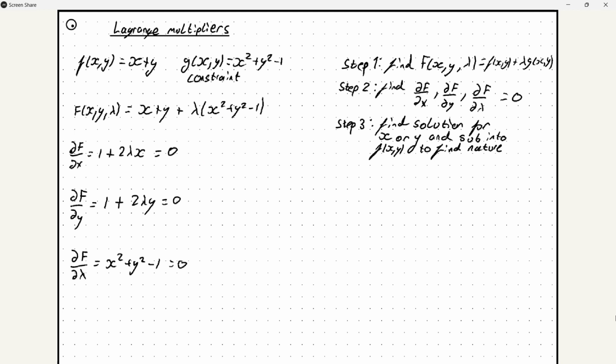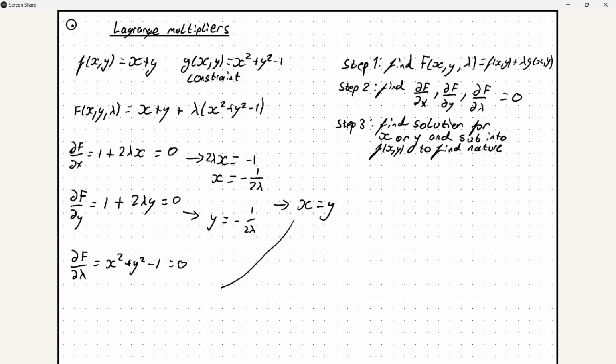Now we can actually rearrange both of these equations here. Now the first one, I'm going to rearrange for x. So let's make it equal to minus 1 by taking 1 from both sides. Then we'll divide by 2 lambda. And we get minus 1 over 2 lambda equals x. And actually, you can see that y is going to equal the same thing. So that must mean that x equals y.